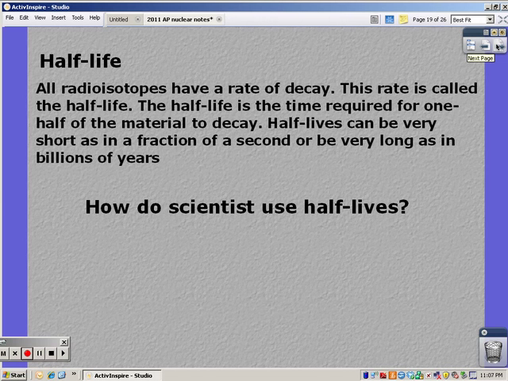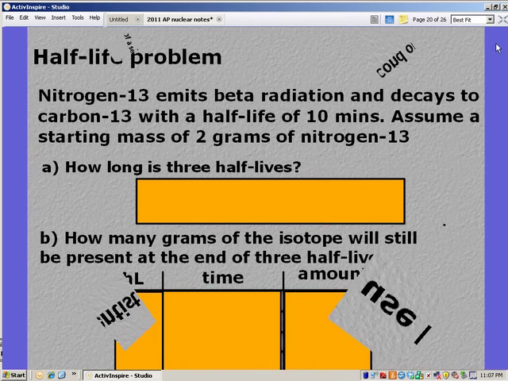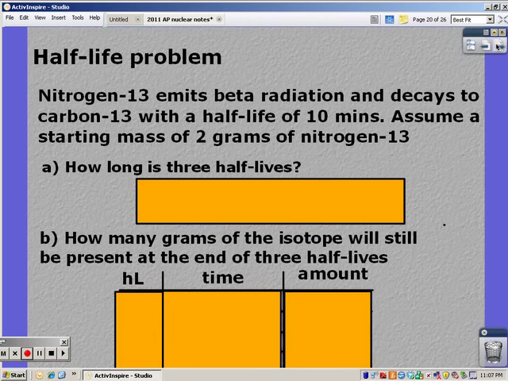Make sure you know how scientists use half-lives. Make sure you read the paragraphs in your note packet that correspond to this, which would be carbon dating and medicines.